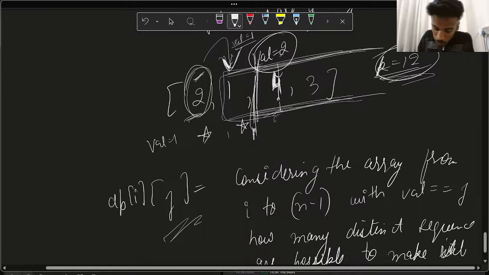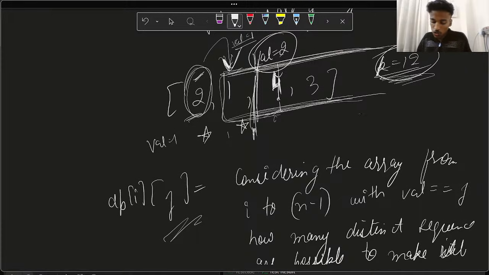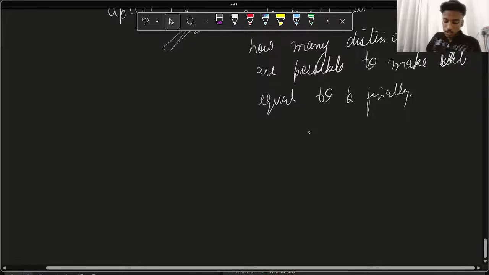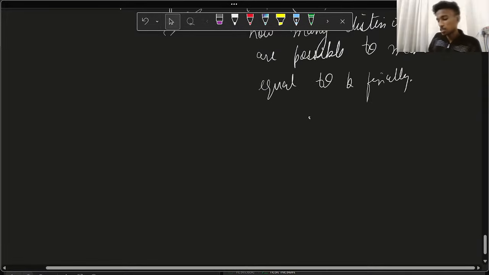And you are asking on this particular first index, what are the number of ways in order to get k equal to 12? So you will get whatever ways you can get. So this can be one of the valid states, dp of I comma val. But let's see the problem in directly putting val here.